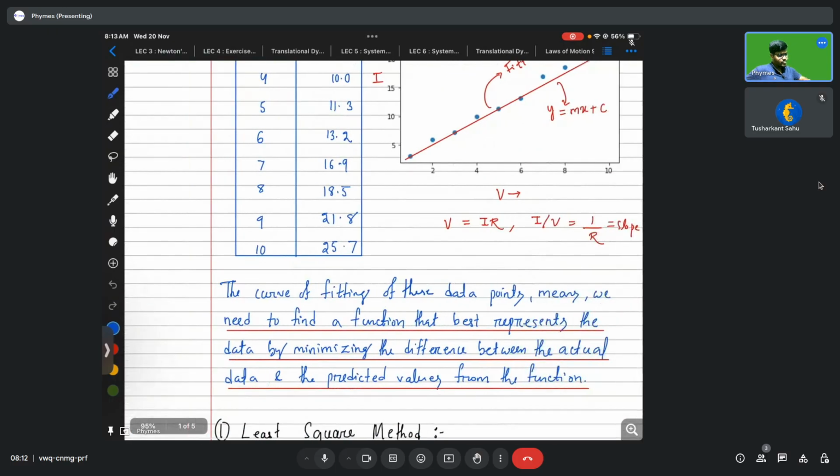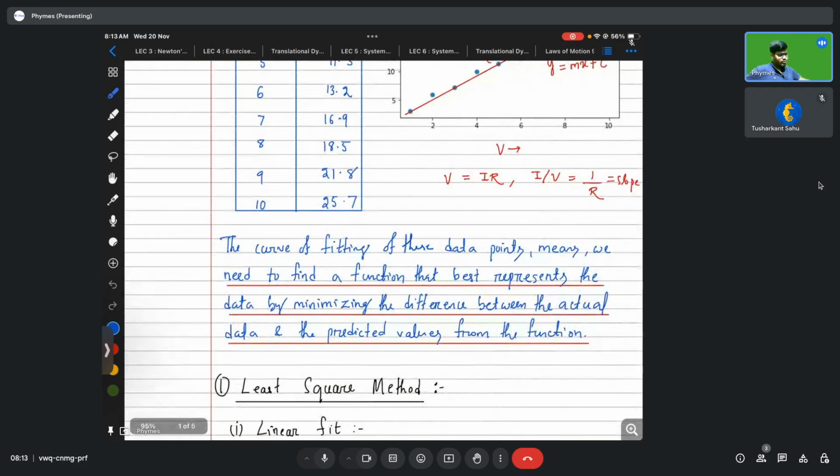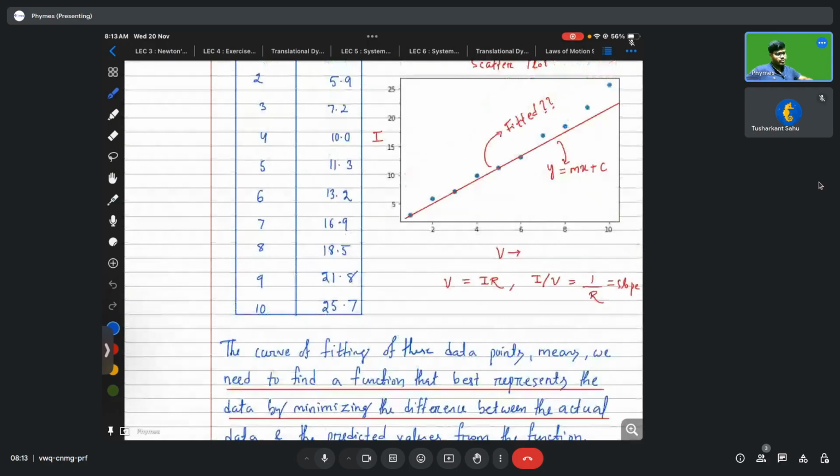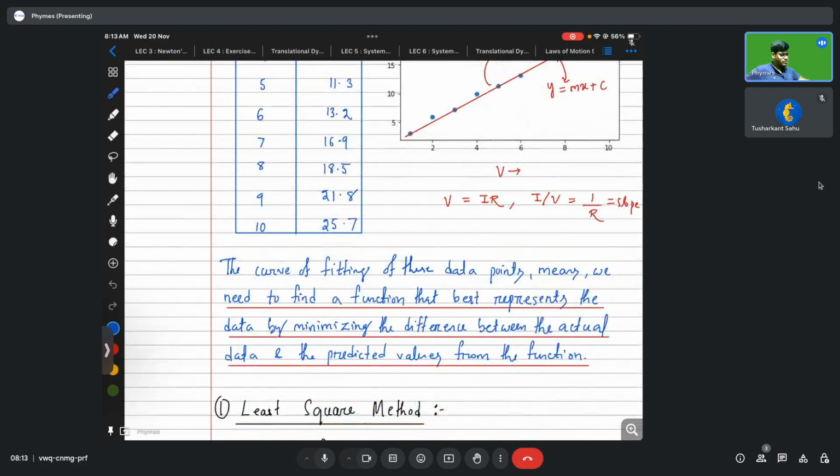So here what is curve fitting? Here I have written that curve fitting of these data points means that we need to find a function that best represents the data by minimizing the difference between the actual data and the predicted values from the function. Here the function may not pass through all the data points. It is just an approximate function that minimizes the difference between the actual data and the predicted values of the function, right?